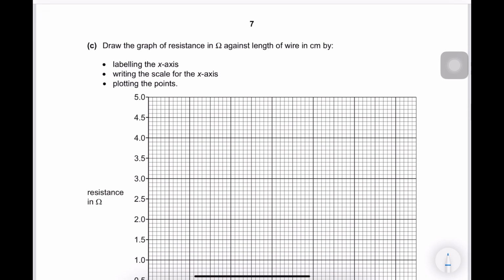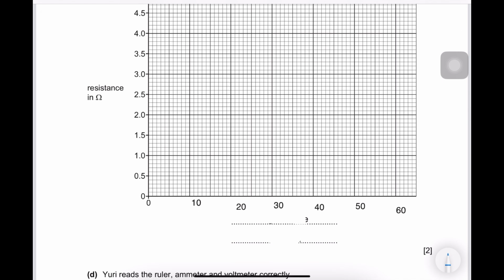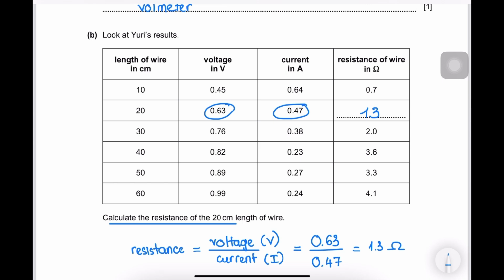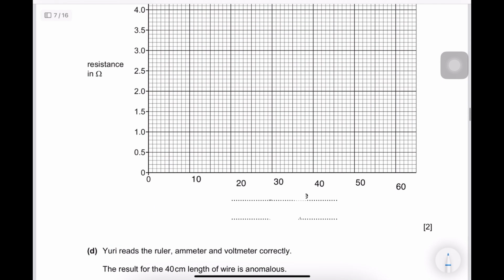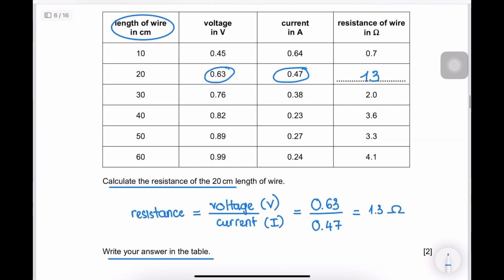C. Drawing the graph. To complete the graph, we follow these steps. Label the x-axis as length of wire in centimeters. The y-axis has already been done for us. Plot the given data points carefully.